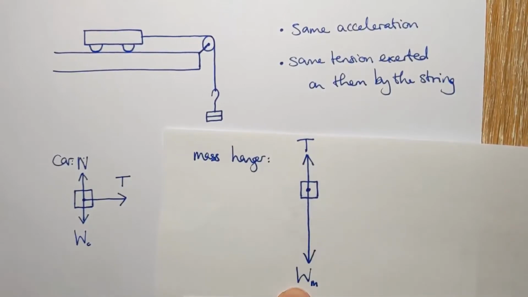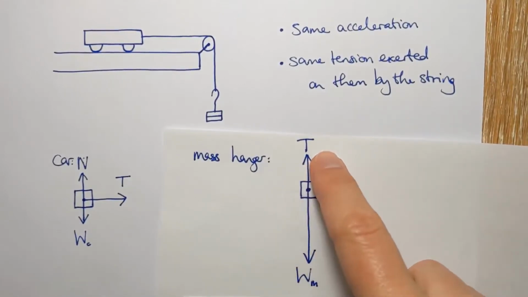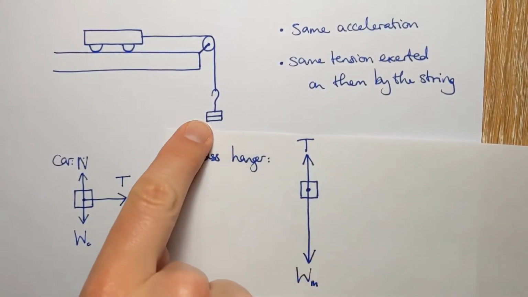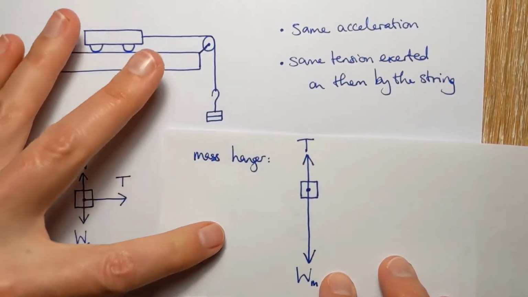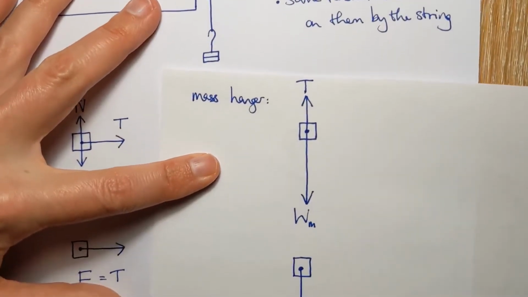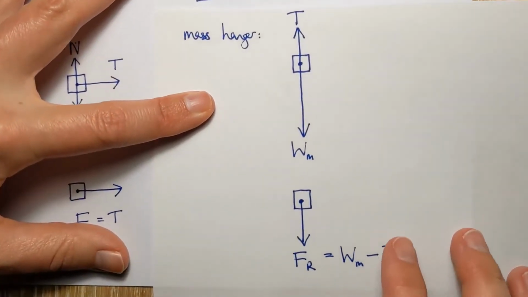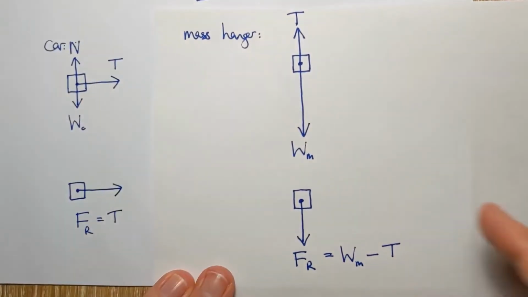There's the weight of the mass hanger and there's the tension. We know the mass hanger is accelerating downwards, so we know the resultant force must be downwards and this weight must be bigger than the tension. And so the resultant force for the mass hanger is that.